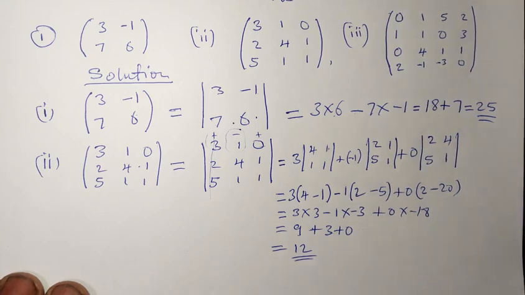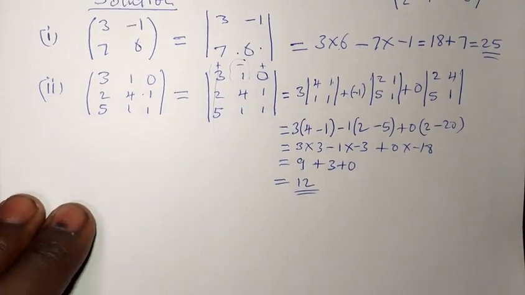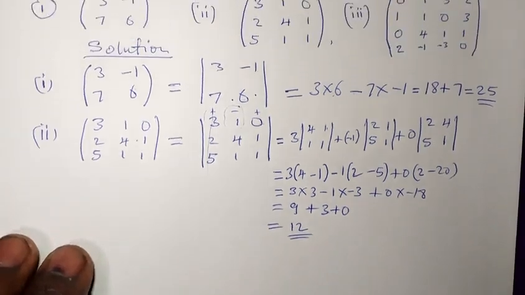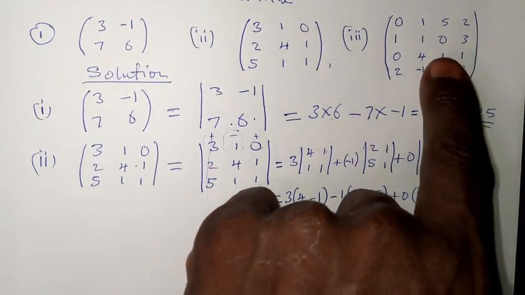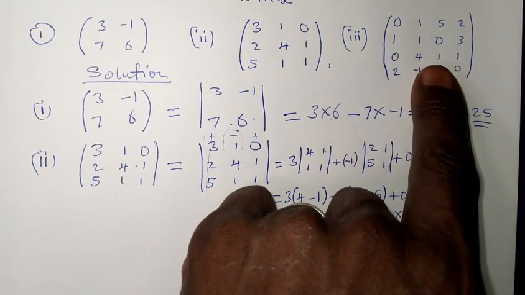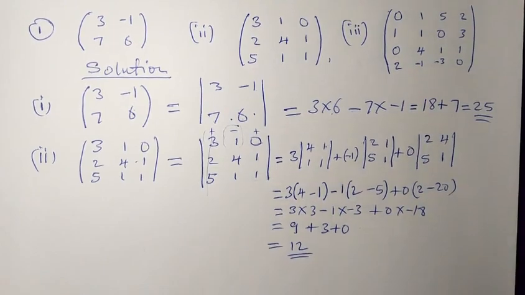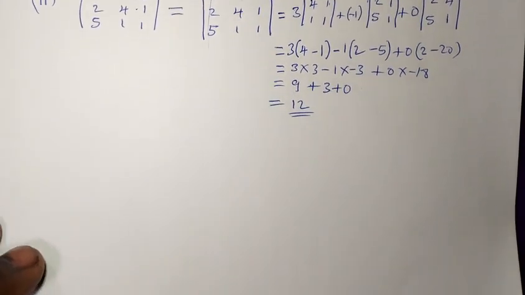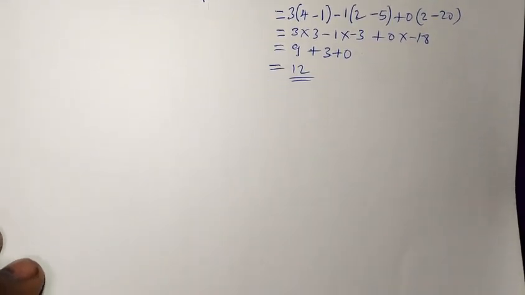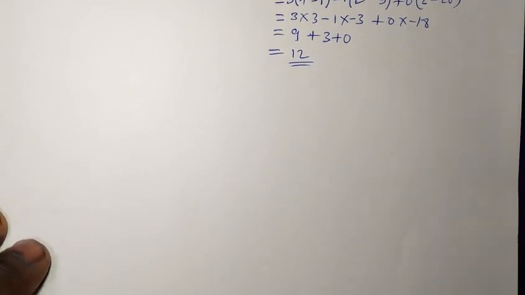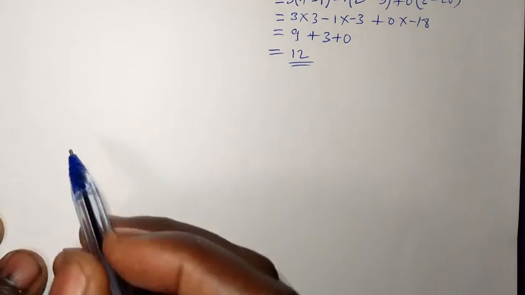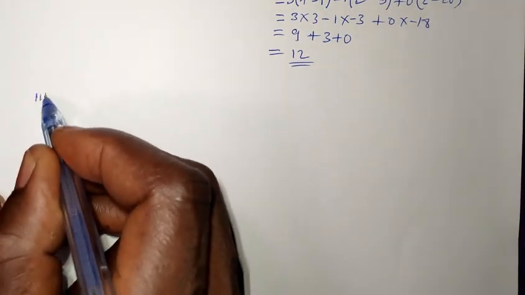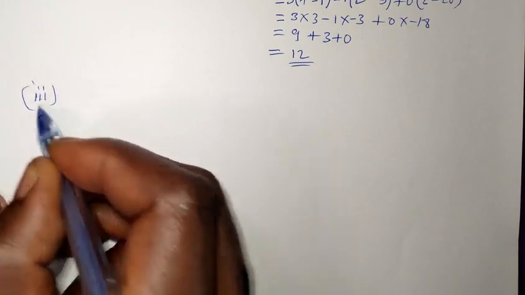Yes, it's 12. So let's see how we can solve the determinant of a 4 by 4 matrix. This one will require a little concentration and attention, so I would like you to concentrate so that we'll be able to solve this one together. I start with this, which is Roman figure 3.